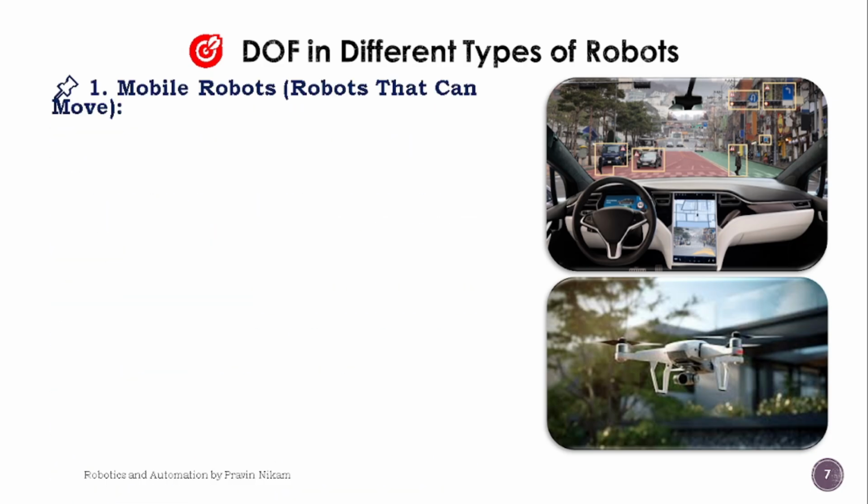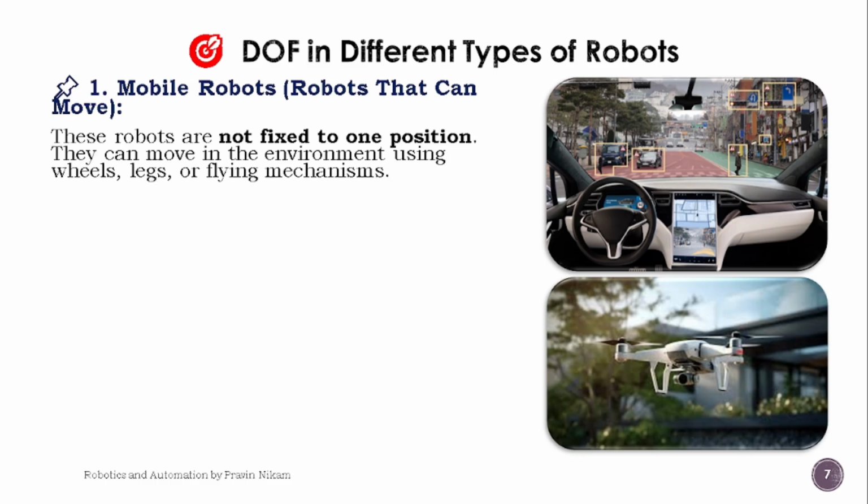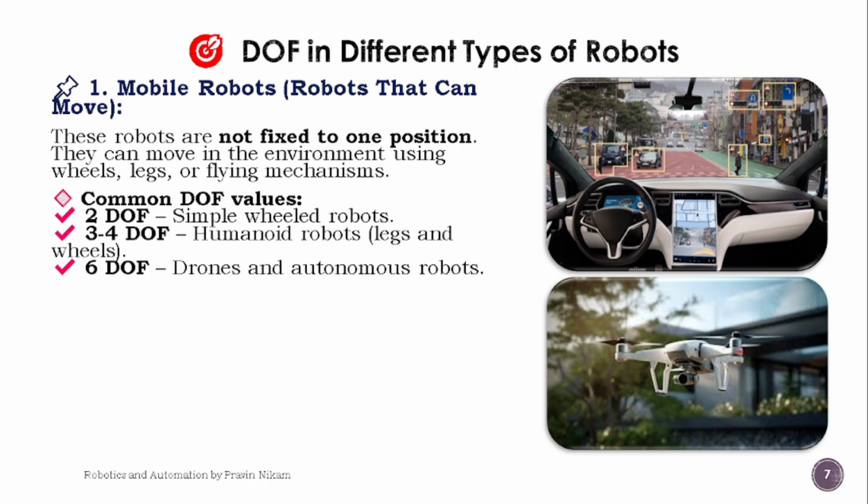Then second is mobile robots, robots that can move. So these robots are not fixed to one position. They can move in the environment using wheels, legs, or flying mechanisms. Common degrees of freedom values are 2 degrees of freedom. Simple wheeled robots have 2 degrees of freedom. Then 3 to 4 degrees of freedom.